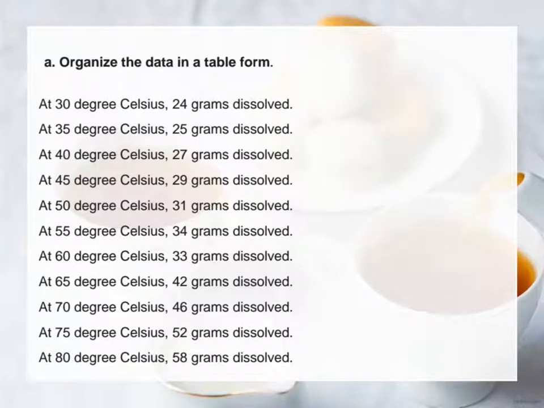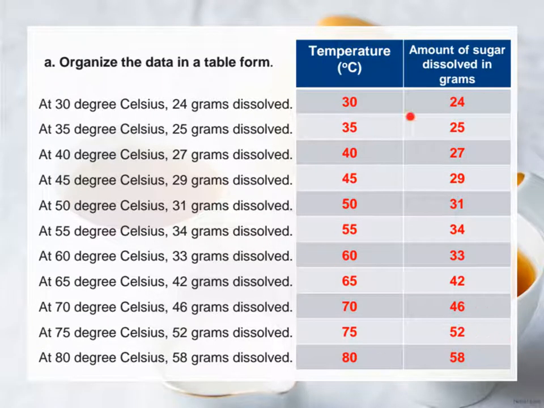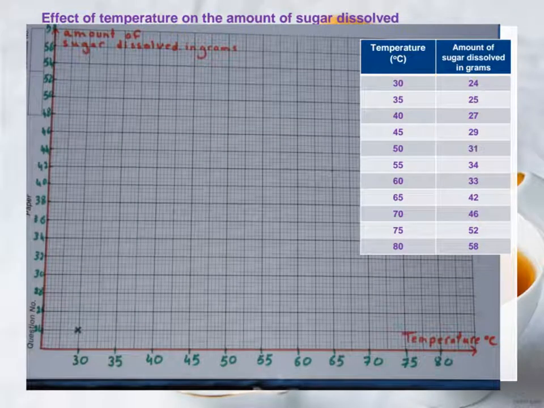I did my experiment, I changed the temperature each time, and I measured the maximum amount of sugar dissolved according to each temperature. Right now, I will organize this data in a table. So here I have the table. For example, at 30 degrees Celsius, the maximum amount of sugar dissolved is 24 grams. At 80 degrees Celsius, the maximum amount of sugar dissolved is 58 grams.